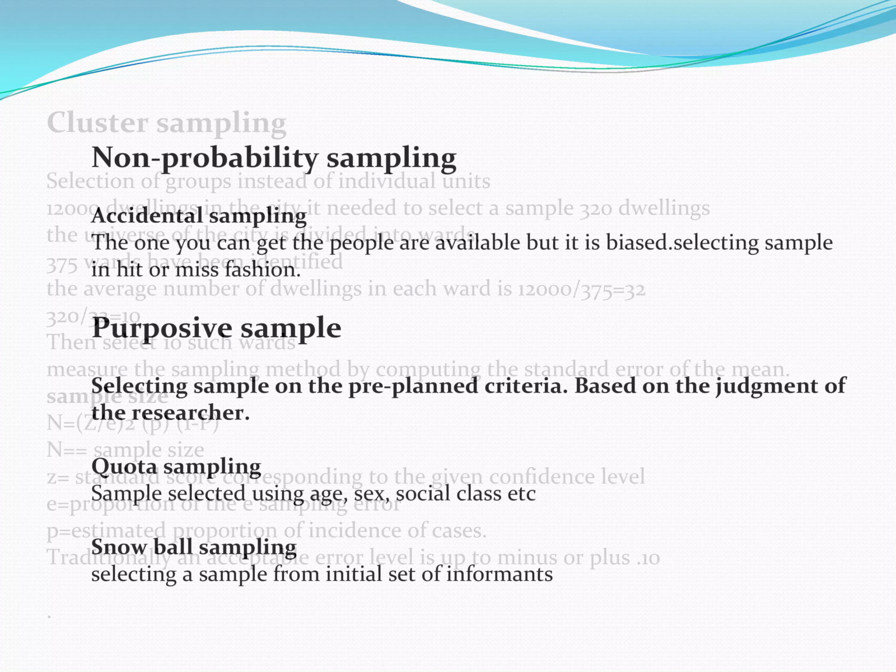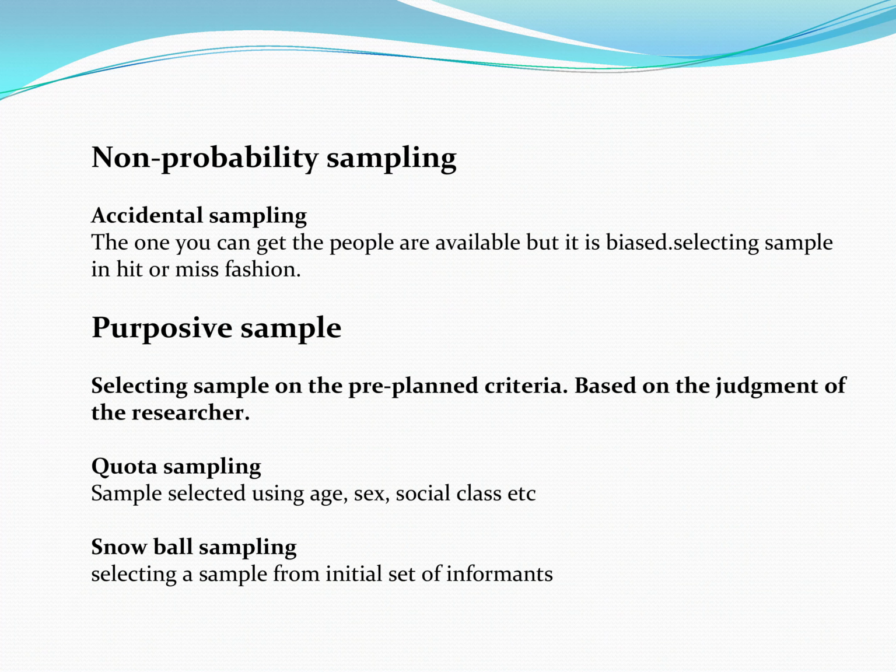Under non-probability sampling, you have accidental sampling. You get the people available wherever, so it is a biased sample, or it is like hit and miss fashion. You select it in a hit and miss fashion. Purposive sampling, that is a sample based on predetermined criteria based on the judgment of the researcher. Then quota sampling, a sample selected using age, sex, social, or class. Then last but not least, snowball sampling, selecting a sample from an initial set of informants.